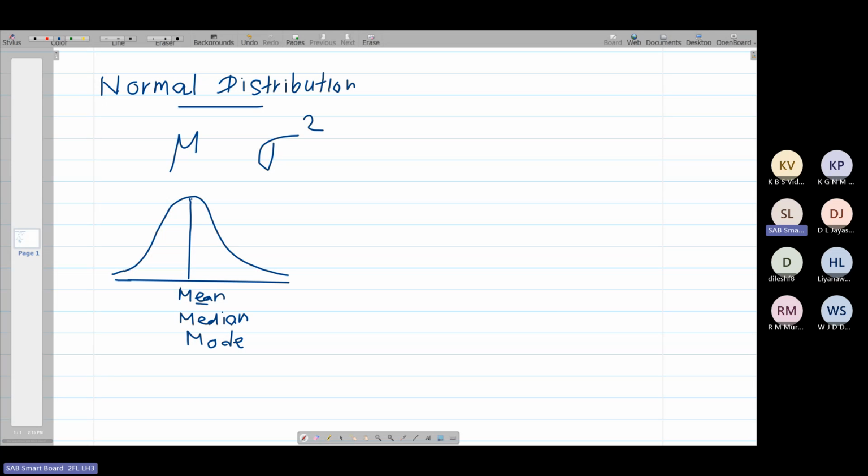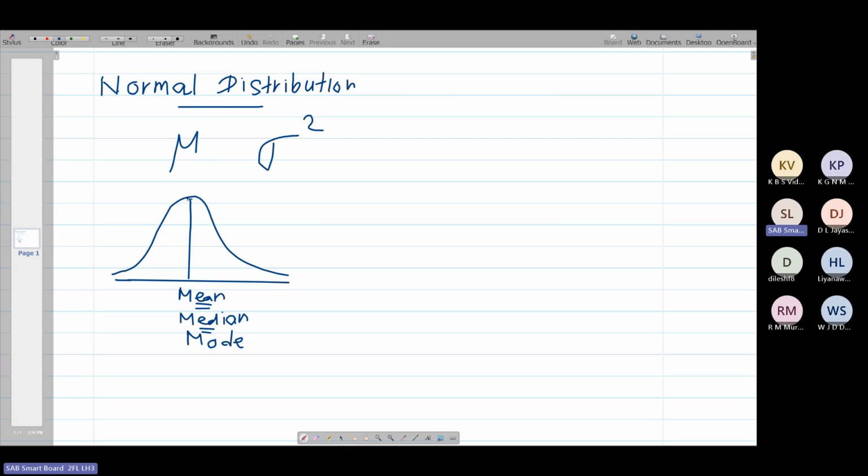Understood? Then we take a data set. When all these three values are equal in the given data set, it means this data set follows the normal distribution. Mean, median and mode are equal in the normal distribution. Is it clear? Then another point: this is the center point.